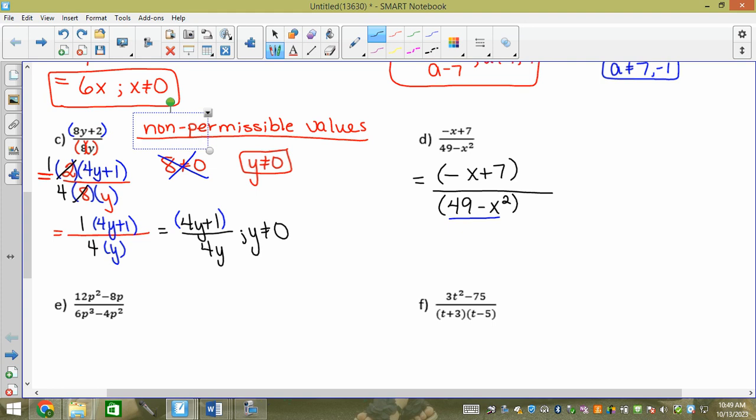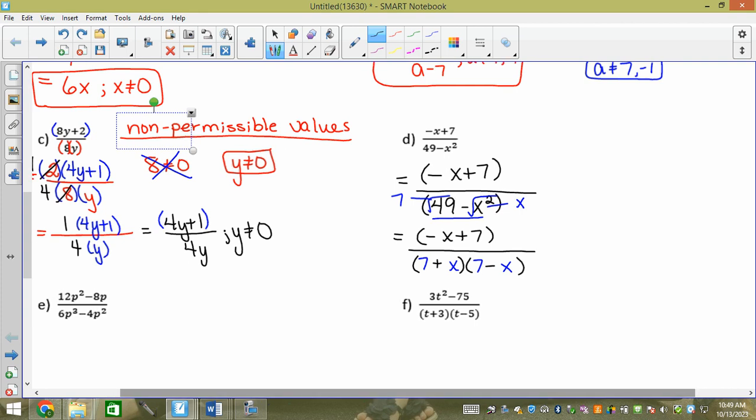Difference of squares. So the top I'm going to rewrite as negative x plus 7, not doing anything to that. The bottom comes out as brackets. And I get two factors. Square root of 49 is what? 7. So that's going to go at the front of each bracket because 49 is at the front. And the square root of x squared is x, and that's going to go at the back. And then what do I put in between them? Positive and a negative. Now before I go to cancel anything off, I have to state the restricted values. So I have to deal with those two factors first.